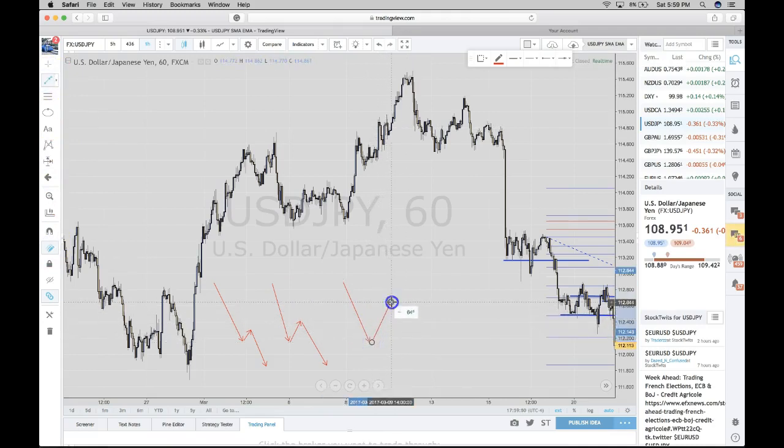61.8%. You're looking for, not really that aggressive, but a nice moderate push, which then actually breaks that previous low to continue the move. 78.6%.